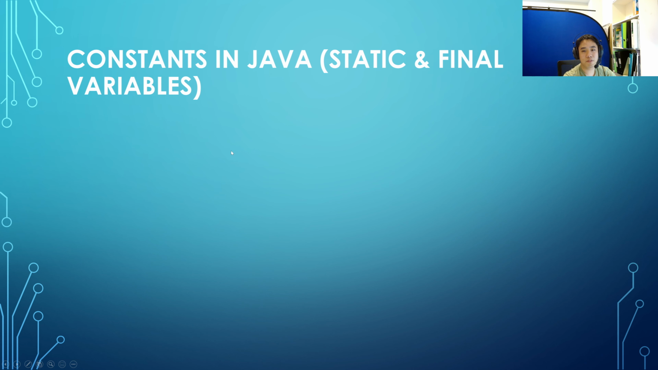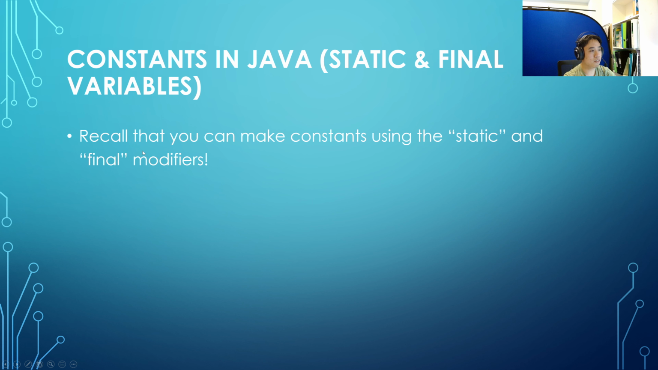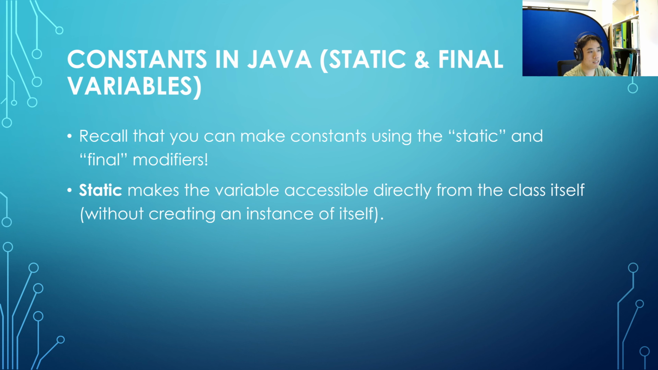Now, just to remind you a small bit about constants in Java. You can recall that you can make constants by using the static and final modifiers. Static will make the variable accessible without creating an object, or without creating an instance of the class itself. So you can just use the class name, then a dot, and then the constant's name, and that makes a lot more sense.